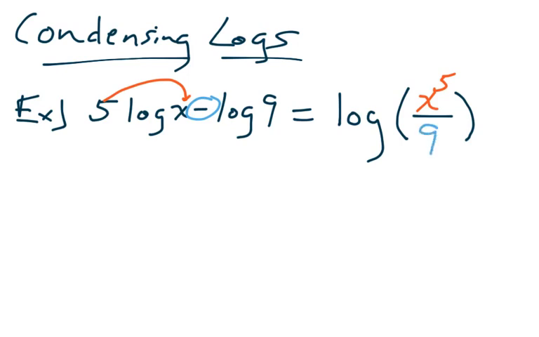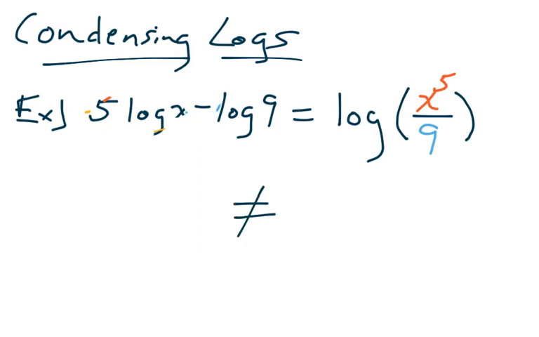Now students will say, well, wait, how'd you know where to put what? Well, here's the answer. Whatever's being subtracted is always going to end up in the denominator. And whatever's positive, see, technically this front log right here was a positive 5. So whatever's positive is always going to end up in the numerator.